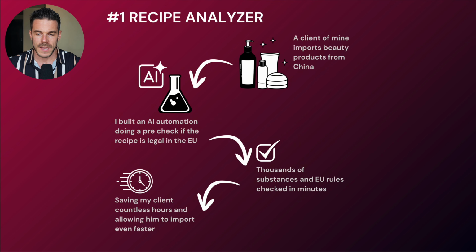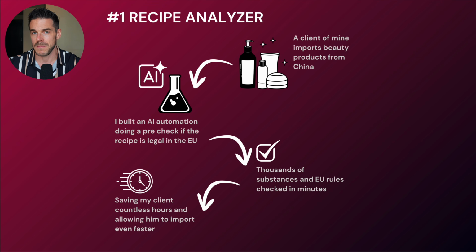All right, so let's have a quick overview of what this recipe analyzer actually did. Everything starts with the fact that a client of mine is importing beauty products from China. And I built an AI automation that is doing a pre-check if the recipe of these beauty products is legal in the European Union. Because as you can imagine, the European Union is super strict when it comes to products that are applied to the skin and the human body.